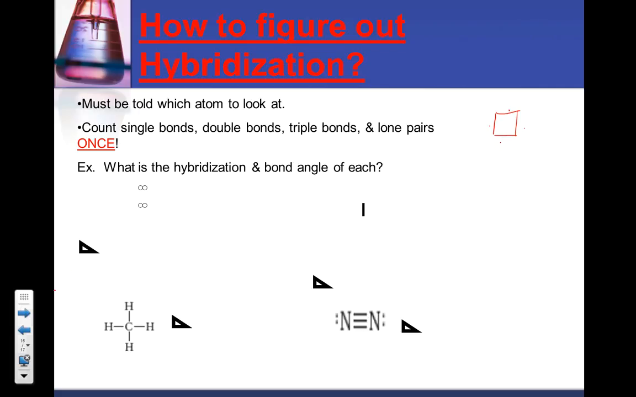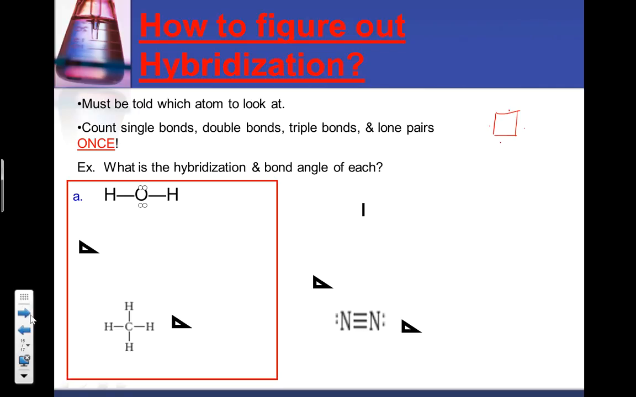So let's look at our examples here. I want to know what are the hybridization and the bond angles of each. So here we have a water molecule, H2O. If I wanted to know what is the hybridization of the oxygen, well, let's look at oxygen and think about how many sides of oxygen have something on it. You have a lone pair here, there's 1. You have a single bond here, there's 2. You have a lone pair here, there's 3. And you have a single bond here, 4.